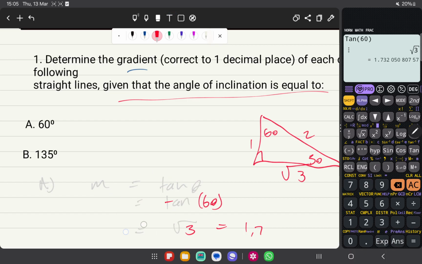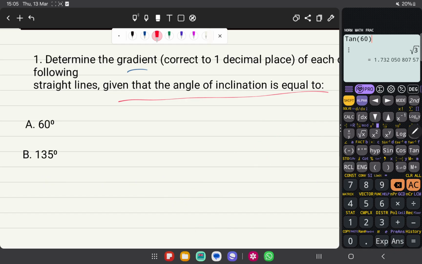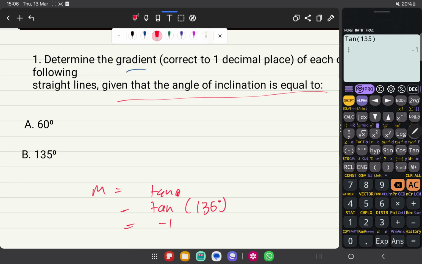The next one is just a simple one, no sweat. It's you saying gradient is equal to tan theta, and tan theta is tan 135 degrees. You go to your calculator, tan 135 degrees, and you get -1.